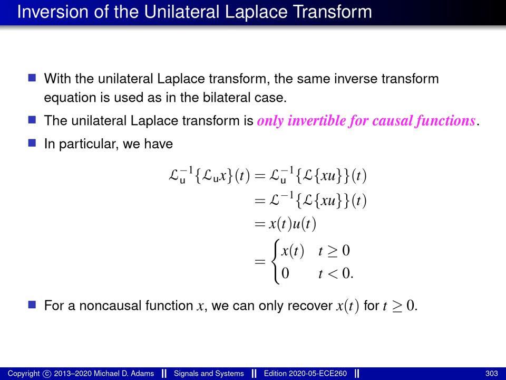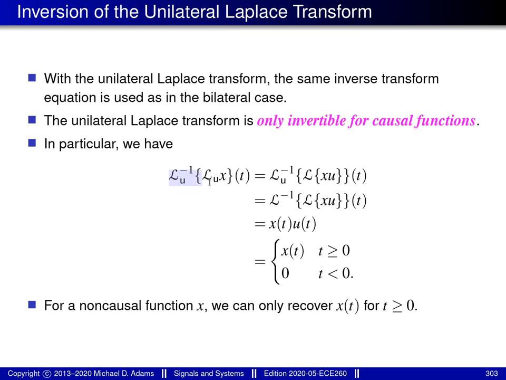In effect, taking the unilateral Laplace transform of a function little x discards all information about the value of little x of t for t less than 0. As long as the function little x is causal, the unilateral Laplace transform of little x can be inverted to obtain little x once again. A proof of this fact is given here. Let's examine this proof in more detail.